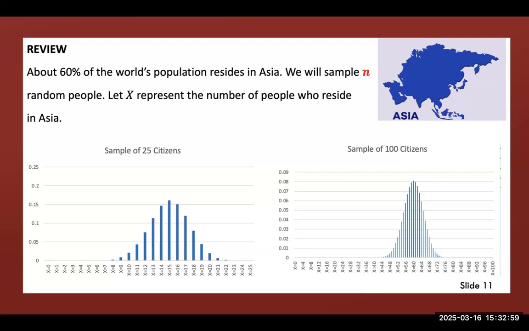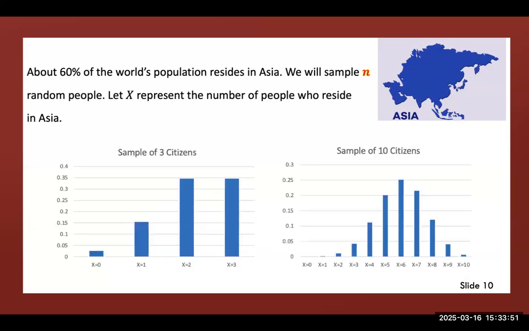So is there a threshold? What does large mean? Is there a minimum value for which the binomial distribution looks like the normal distribution? Is there just one number that works for all binomial distributions? For example, when I had 60%, you can see with 100 citizens, it definitely looks like a normal distribution. For 25, it looks pretty good. Maybe it's not perfectly normal. Maybe somewhere between 25 and 100.